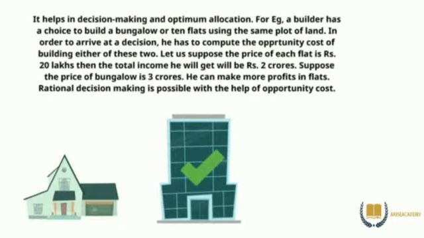It helps in decision-making and optimum allocation. For example, a builder has a choice to build a bungalow or 10 flats using the same plot of land. In order to arrive at a decision, he has to compute the opportunity cost of building either of these two. Let us suppose the price of each flat is 20 lakh rupees, then the total income he will get will be 2 crore. Suppose the price of the bungalow is 3 crores. He can make more profits in flats. Rational decision-making is possible with the help of opportunity cost.